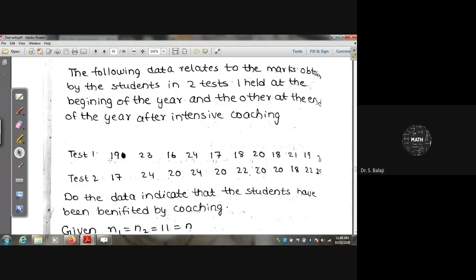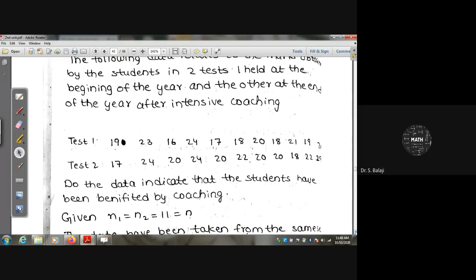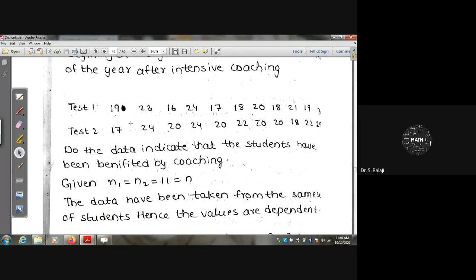If you want to identify d bar, s and so on, these are the Xi and Yi values. From these Xi and Yi, you have to calculate Di, where Di is equal to Xi minus Yi. You see that here n1 equal to n2, that is equal to 11, a set of 11 students.